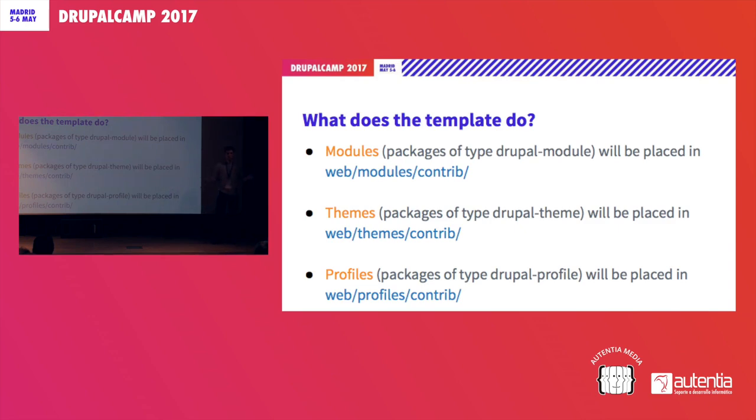Well, I guess most of you are Drupal developers, so you all know that contrib modules, themes, and profiles have to be in a particular directory for Drupal to pick them up. So one of the things that the template does is automatically download these modules into the relevant places where they should be. I said before that all dependencies are in the vendor directory. In this case, these dependencies will not be in the vendor directory. They will be in the relevant folder.